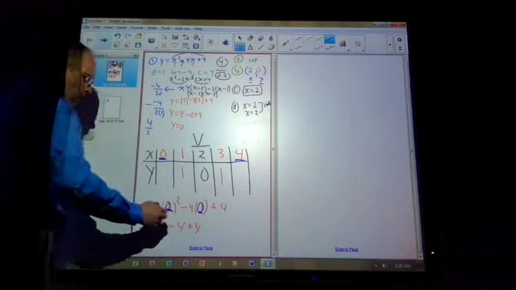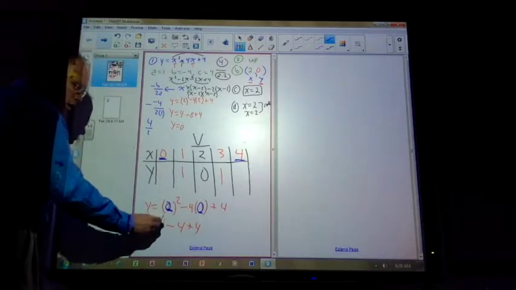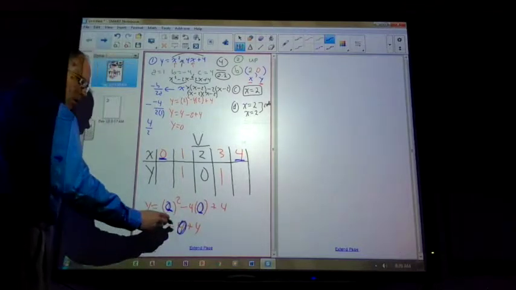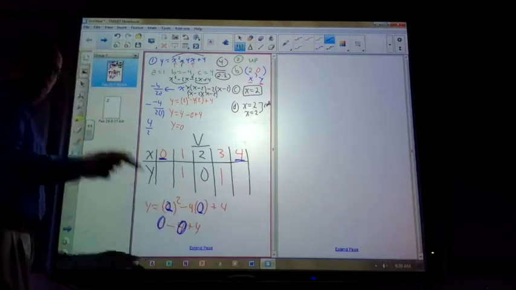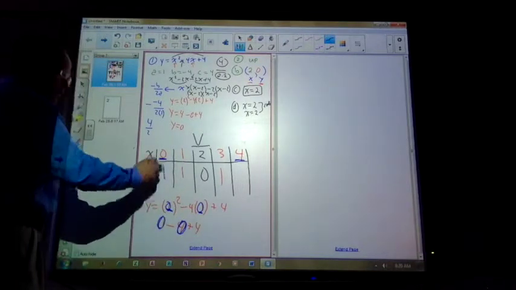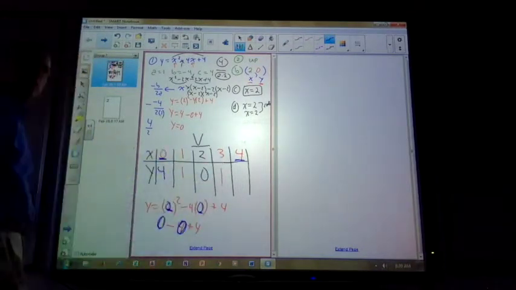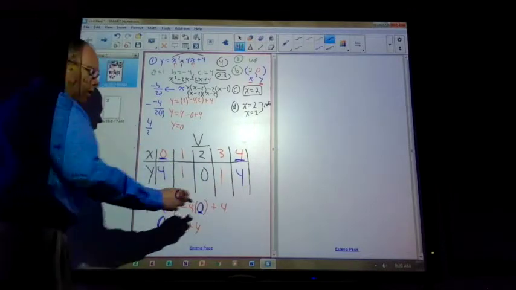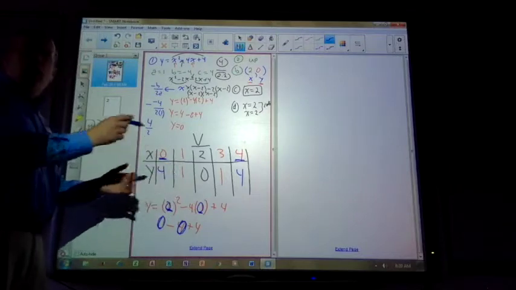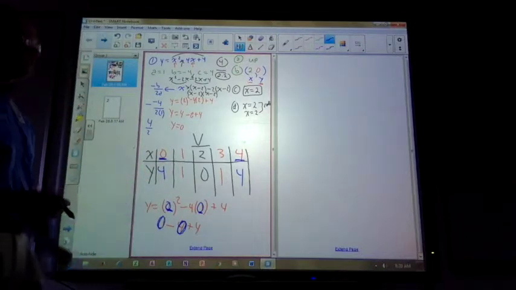I plug a 0 here. 0 squared is 0. Negative 4 times 0 is 0 plus 4. 0 minus 0 is 0 plus 4 is 4. If that's a 4, what does this give me? 4. Notice it looks to be symmetric. I'm going on either side of the axis of symmetry about the vertex.